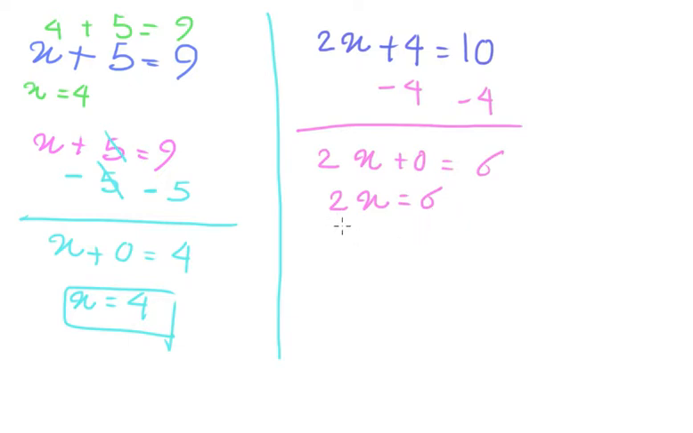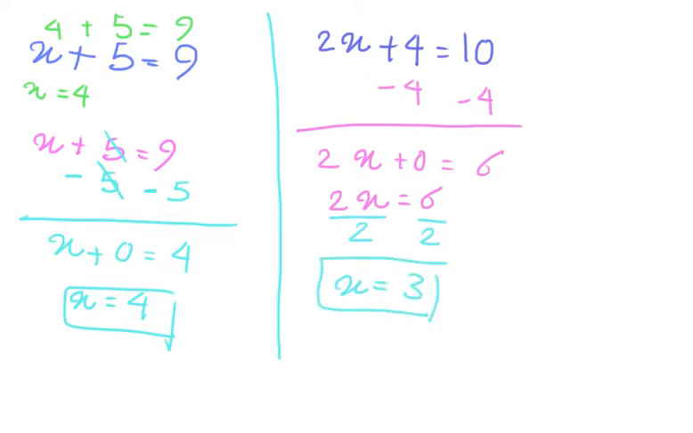Why am I dividing? It's because the relationship between x and 2 is multiplication, and we want to reverse it in order to get rid of the multiply of x. So I will divide this by 2, and I will divide this side by 2. That will give me x is equal to 3.